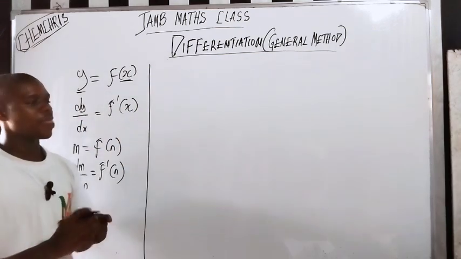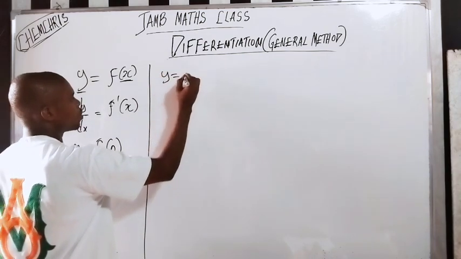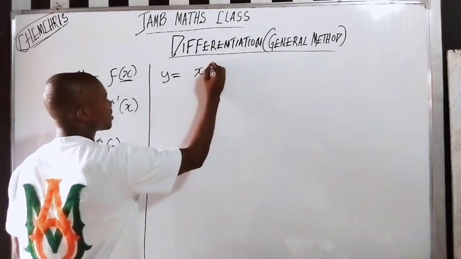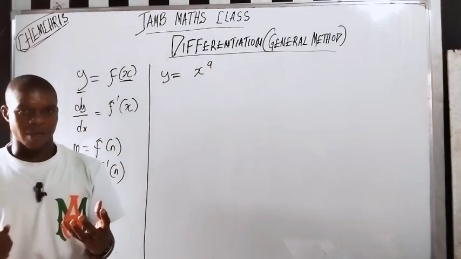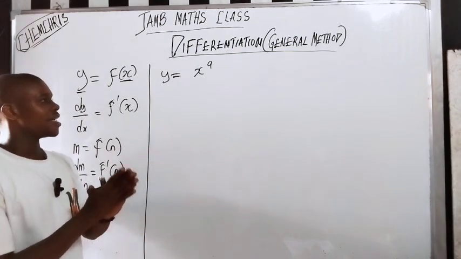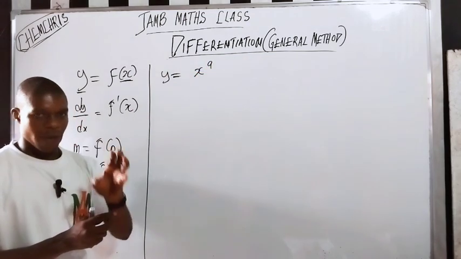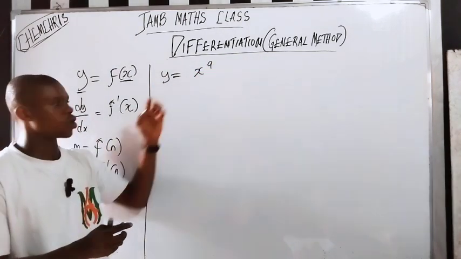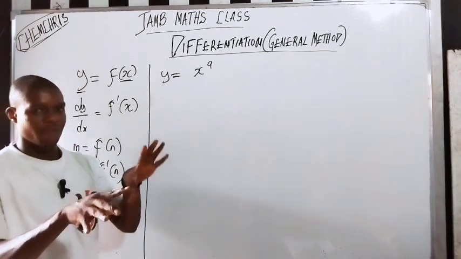We are using the general formula. Now what is the general formula? For example, here we have y equals x to the power a. Let us say this is the function. To differentiate this kind of function, y equals x^a, x is the base and a is the power. We are differentiating y with respect to x, so it's going to be dy/dx, and we just use the general formula.